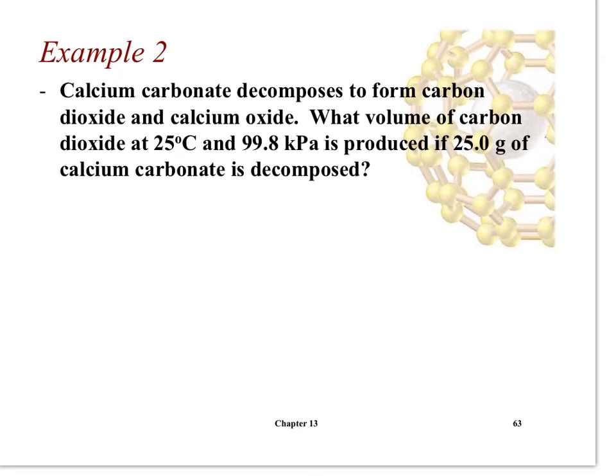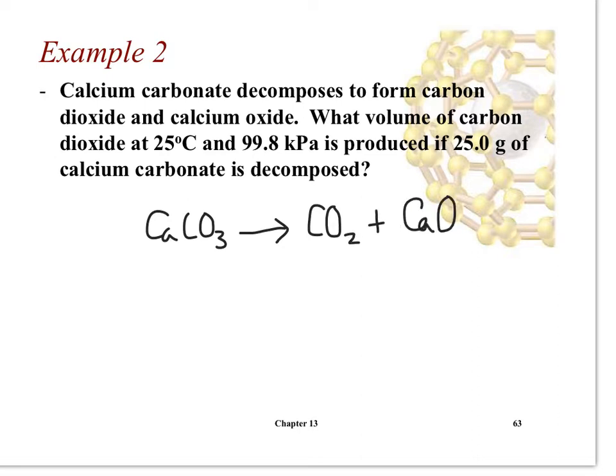Example 2 says calcium carbonate decomposes to form carbon dioxide and calcium oxide. What volume of carbon dioxide at this temperature and pressure is produced if 25 grams of calcium carbonate is decomposed? Long problem. First thing I do is I write my chemical equation. So calcium carbonate, CaCO3, decomposes to form carbon dioxide, CO2, plus calcium oxide, CaO. It's already balanced. No fun.